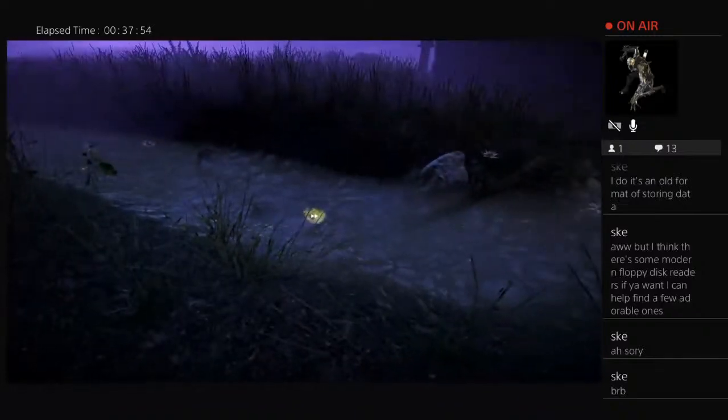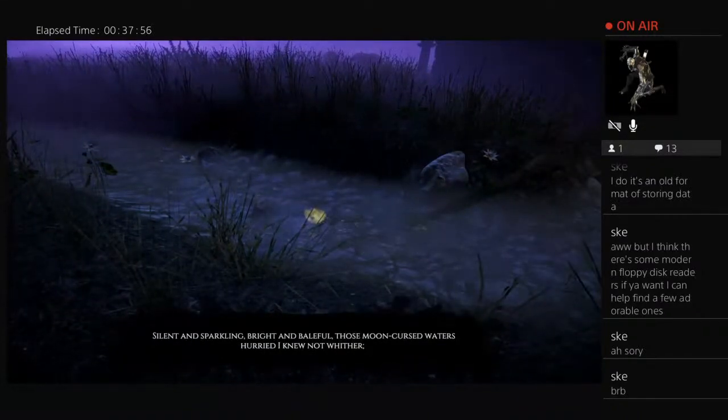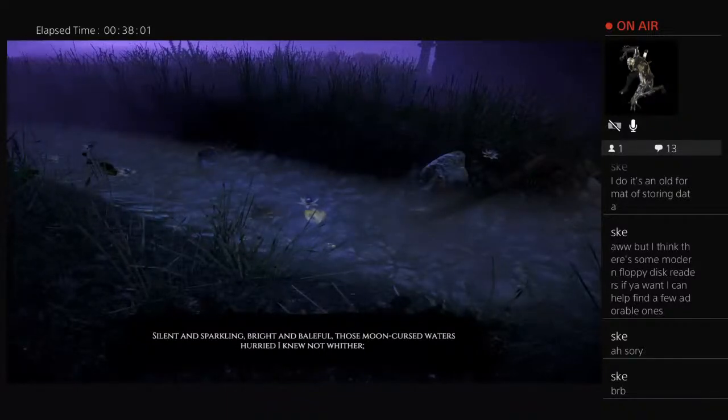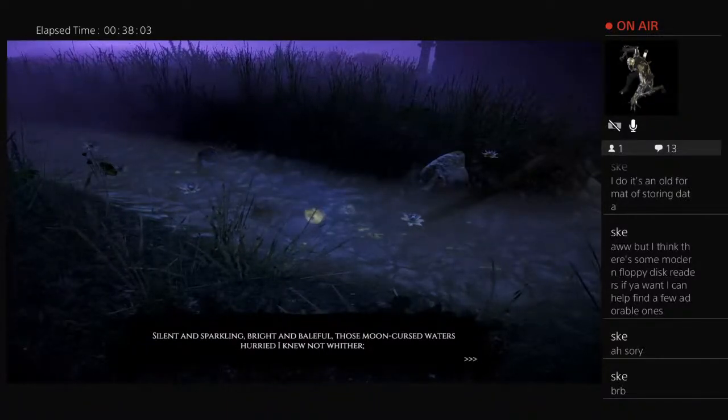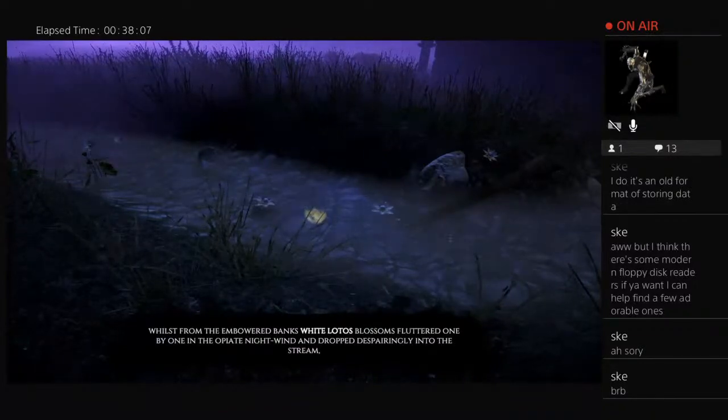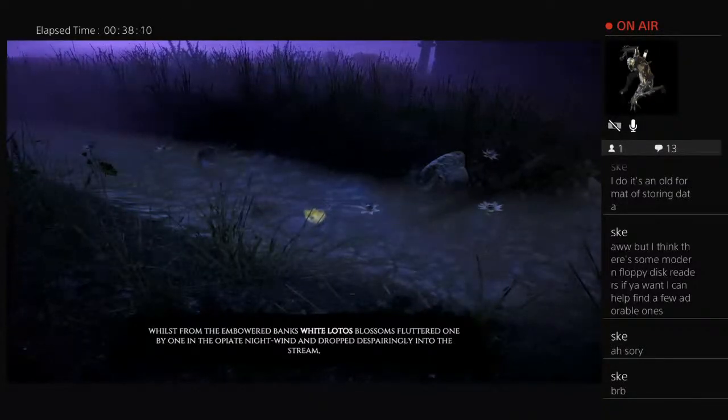Silent and sparkling, bright and baleful, those moon-cursed waters hurried I knew not whither. Kind of the ambiance just shuts my brain down because I just want to listen to it and enjoy the soundscape. Whilst their hard banks, white lotus blossoms fluttered one by one in the open.